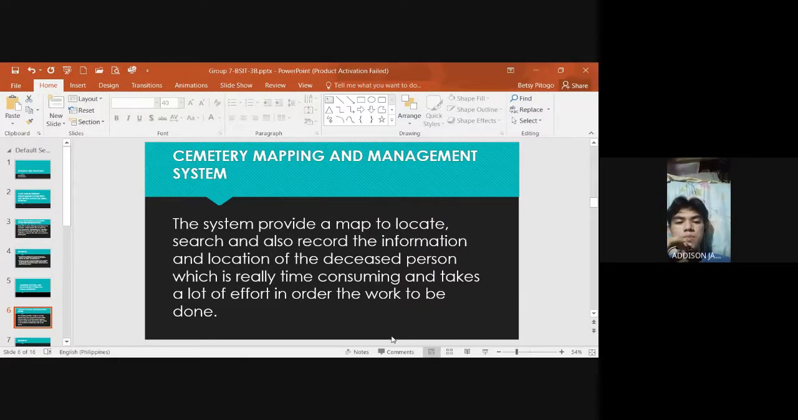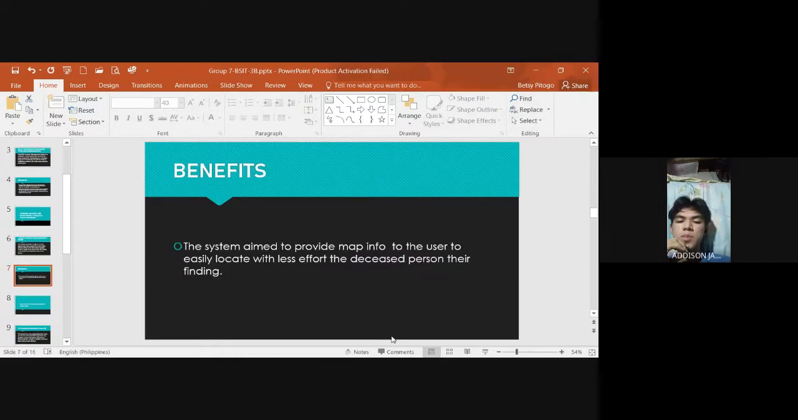The benefit of the system is that it aims to provide map information for the user to easily locate the deceased person they're finding with less effort. The system locates, searches, and records the information of the deceased person, which is really time consuming and takes a lot of effort in order for the work to be done.